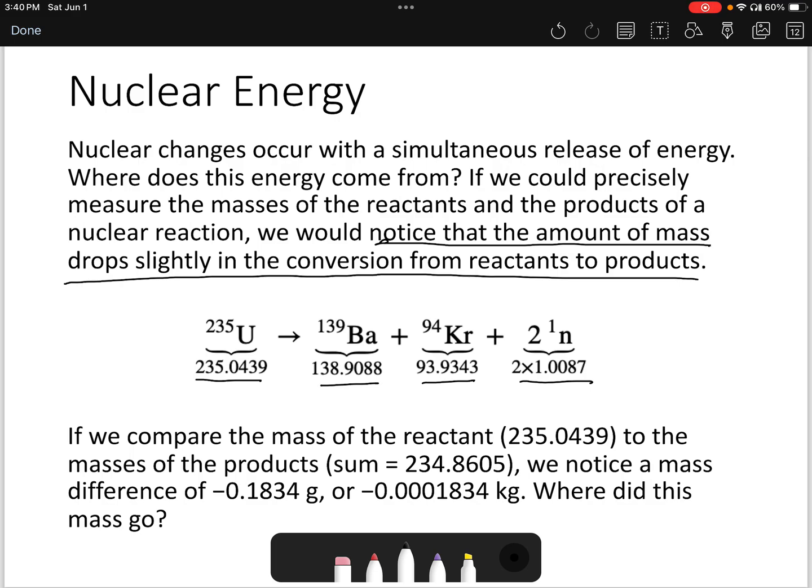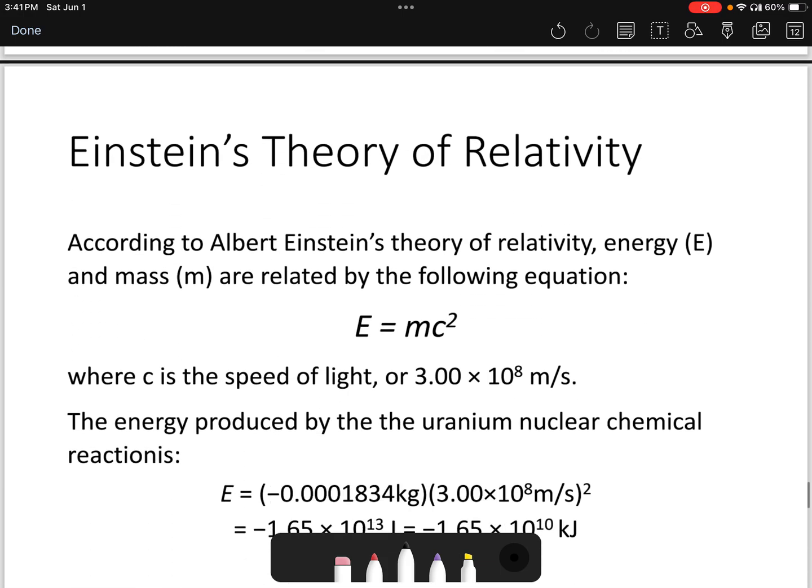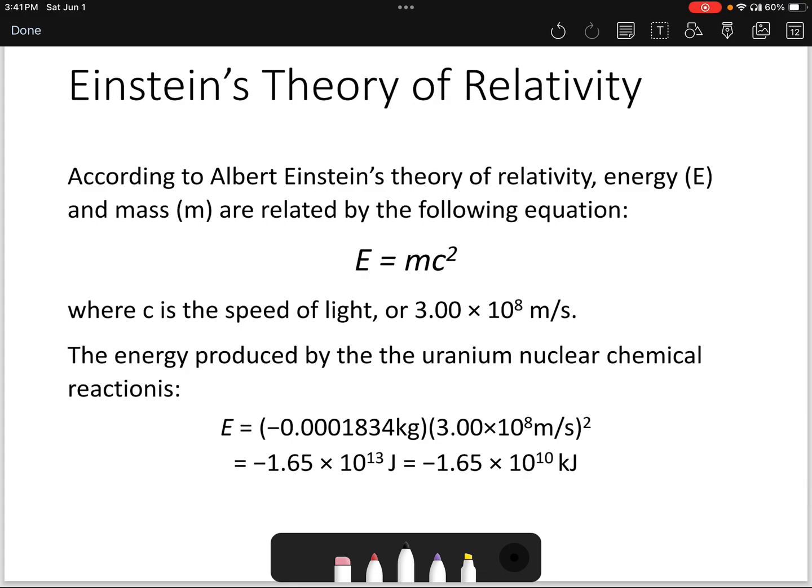And if we compare the mass of the reactant, uranium, which is 235.0439, and let's say we add up all the masses of the products, we would get only 234.8605. So there's actually a little bit of mass lost. So we actually lost about 0.1834 grams. So where did it go? Where did this mass go? Well, it's typically released in the form of energy.